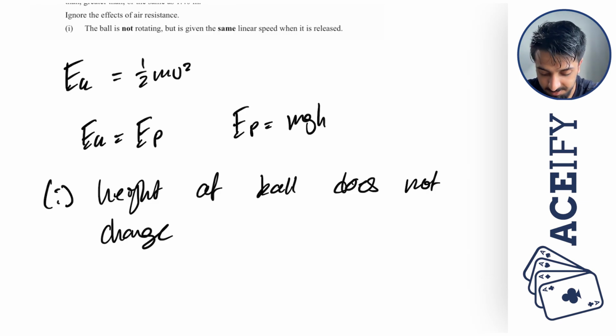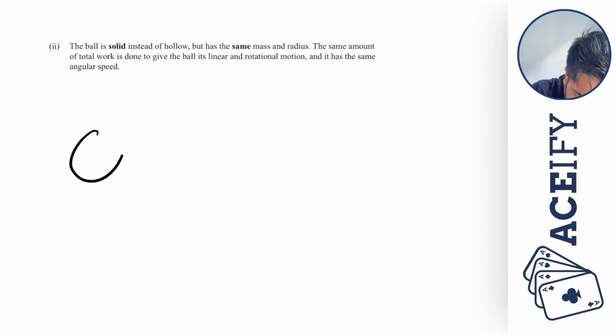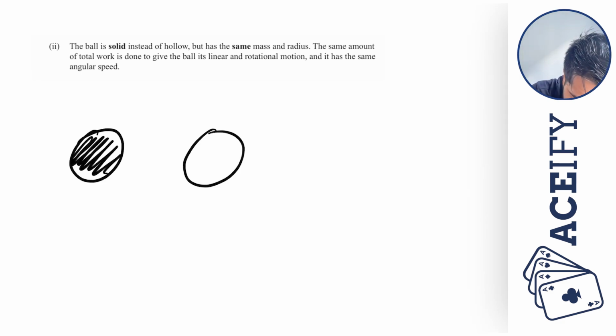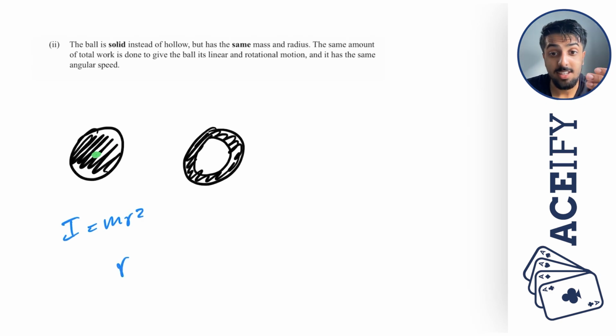So, sweet. Okay, so in the second scenario, the ball is solid instead of hollow. It has the same mass and the same radius with the same amount of total work done to the ball, and it also has the same angular speed. Because the ball is now solid, if we have a solid ball compared to a hollow ball, like so, a greater proportion of the mass of this solid ball is closer to the axis of rotation. And because I is equal to mr squared, where m is the mass of the ball and r is the effective radius.